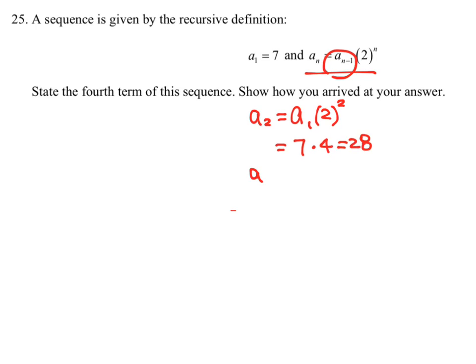So that means we need to continue from a sub 3, which is equal to a sub 2 times 2 to the 3 power, which is 28 from the previous result. Multiply that by 8.